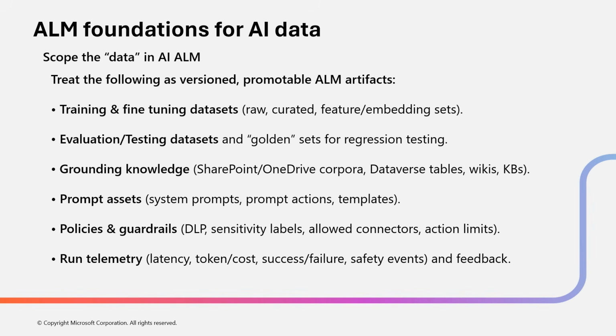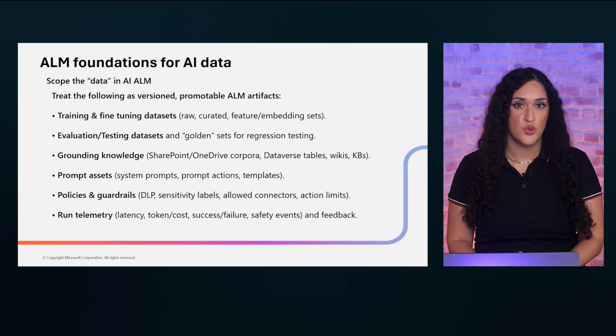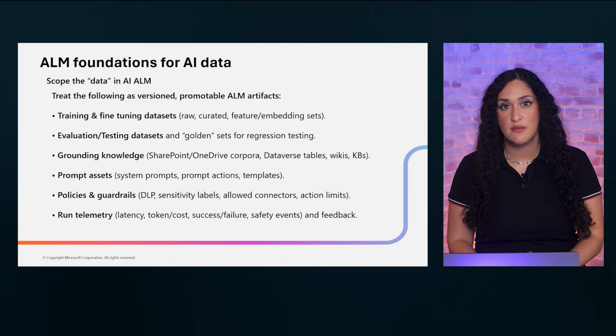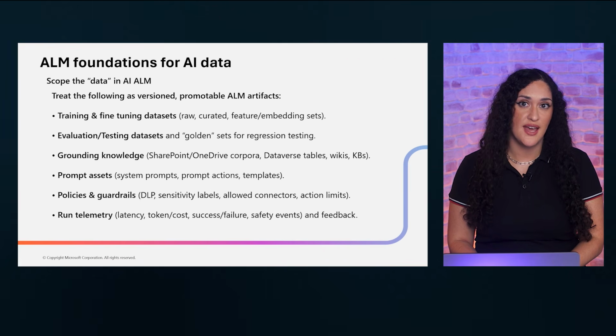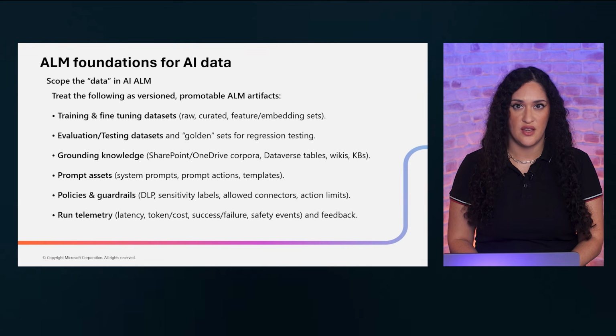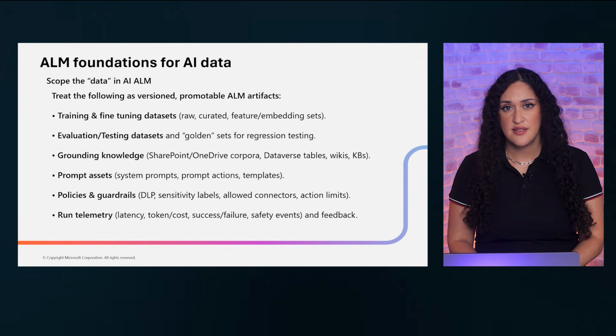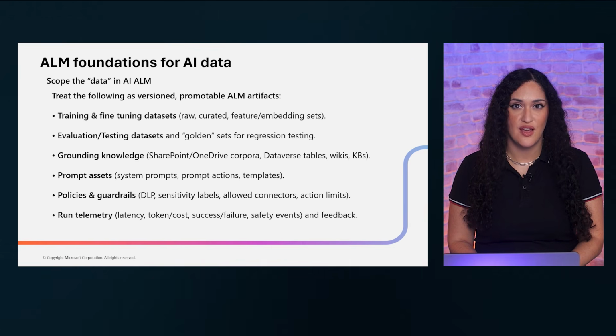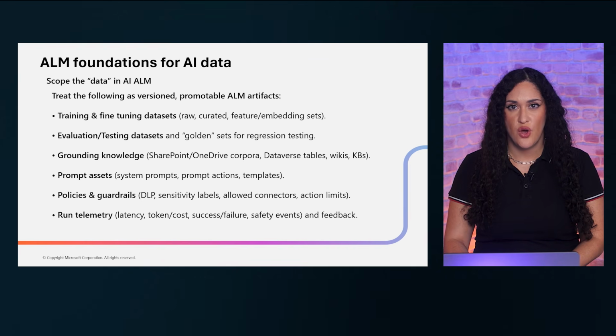You need to treat all of these as versioned promotable artifacts: training and fine-tuning datasets, evaluation and golden test sets for regression, grounding knowledge from sources like SharePoint or Dataverse, prompt assets including system prompts and templates, policies and guardrails like DLP and sensitivity labels, and finally, run telemetry including latency, token costs, and safety events. Your best practice is to ensure every one of these is tracked, versioned, and governed, just like application code. This is the foundation of reliable AI.